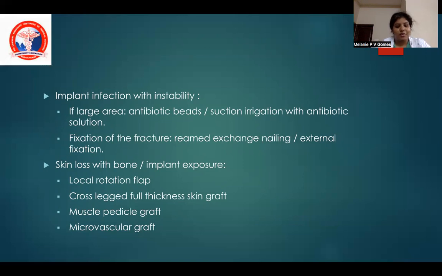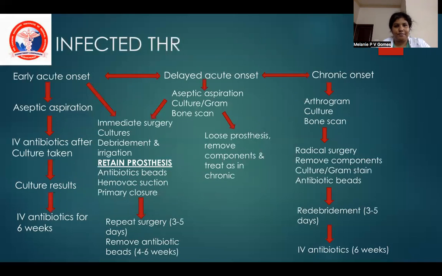Now, the treatment of periprosthetic infection differs from infective implants like nails or plate. First, it can present in various stages, either early acute onset, delayed acute onset, or chronic onset. In case of early acute onset, aseptic aspiration needs to be done and sent for culture and gram staining.